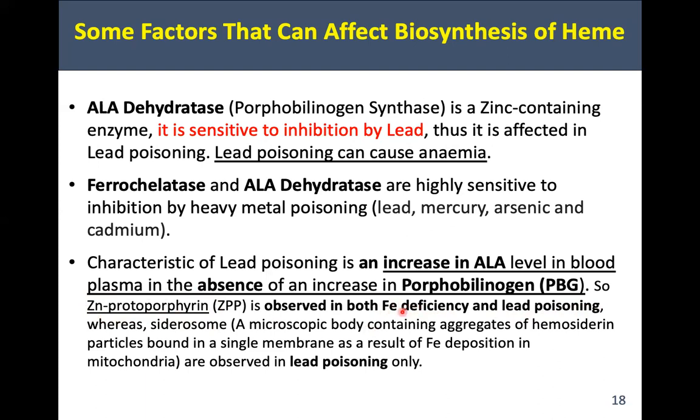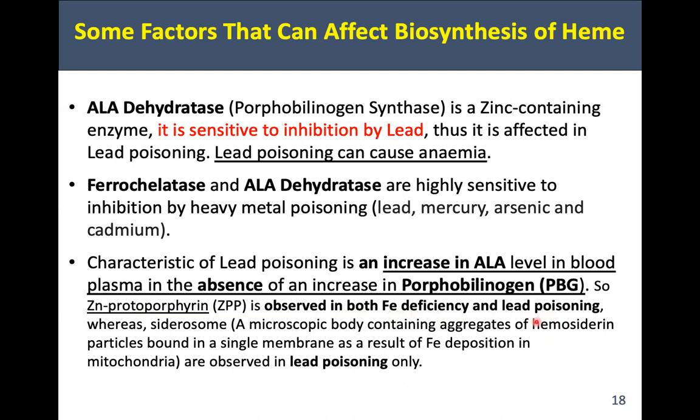Okay, so it makes sense logically if you think about it. If I have iron but I can't incorporate it, as in the case of lead poisoning, or I don't have iron, that means that instead of iron in the middle of the protoporphyrin, I'm going to have zinc. That's going to lead to zinc-protoporphyrin. Now, the next question is, both of these cases lead to zinc-protoporphyrin, so how do I tell the difference between iron deficiency and lead poisoning?